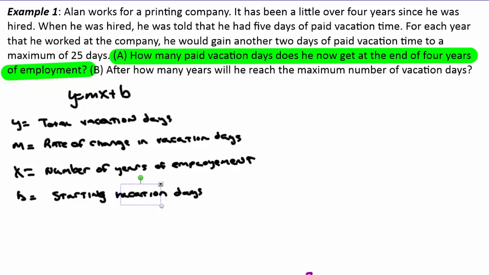know from the problem. So the total vacation days, that's the question we're asked to answer. How many vacation days does he have? So this is going to remain a variable, y. The rate of change, we've talked about a little bit, but it's going to be increased by 2 days of paid vacation every year. So this is going to be 2. Number of years of employment is going to be 4 years. It's up here.